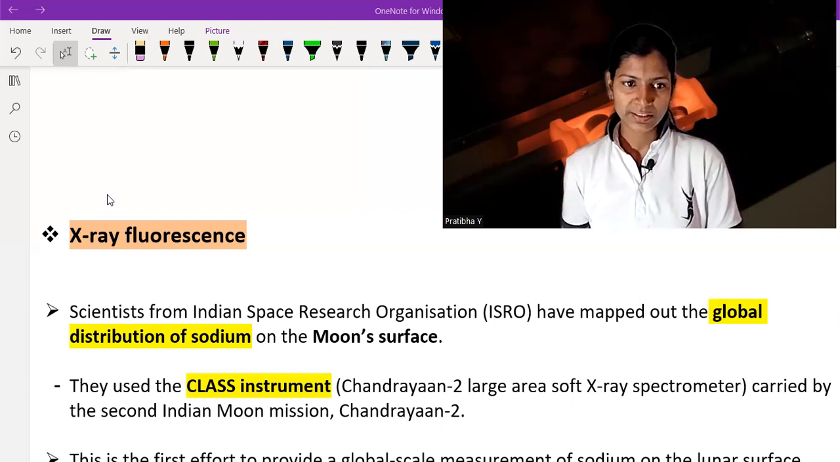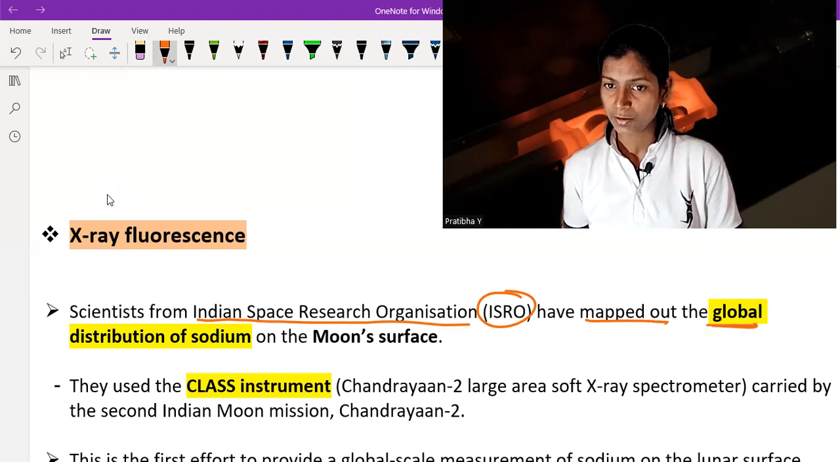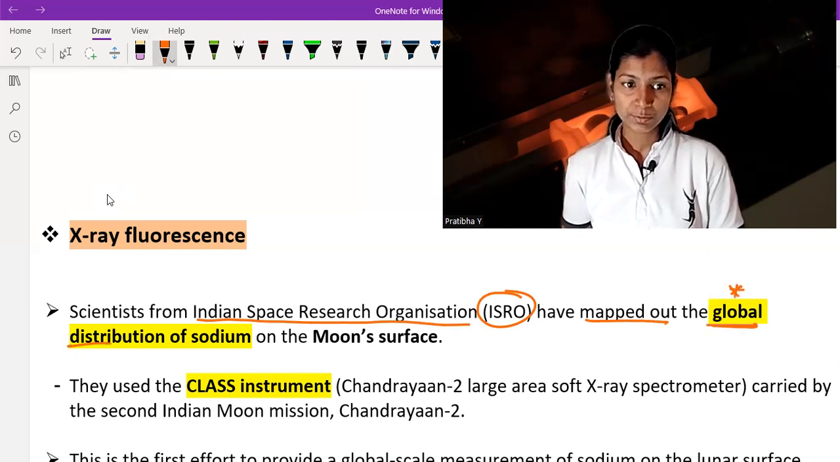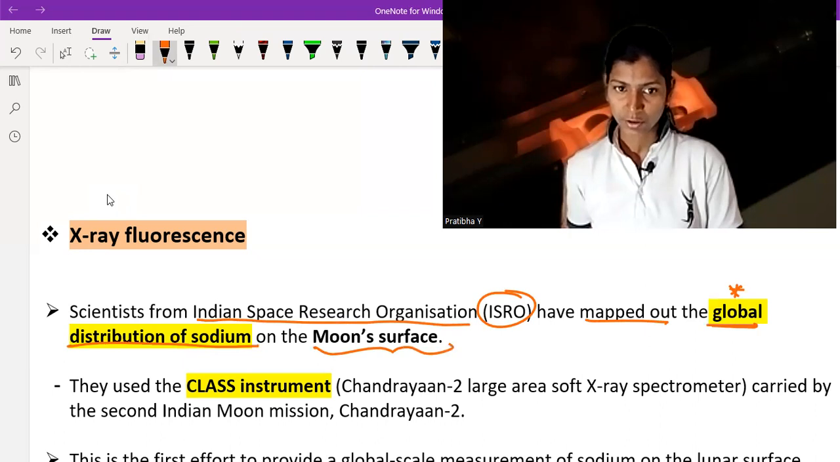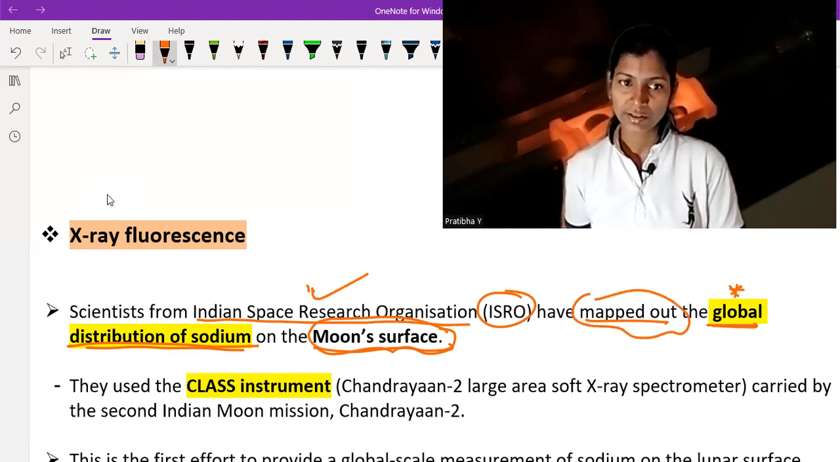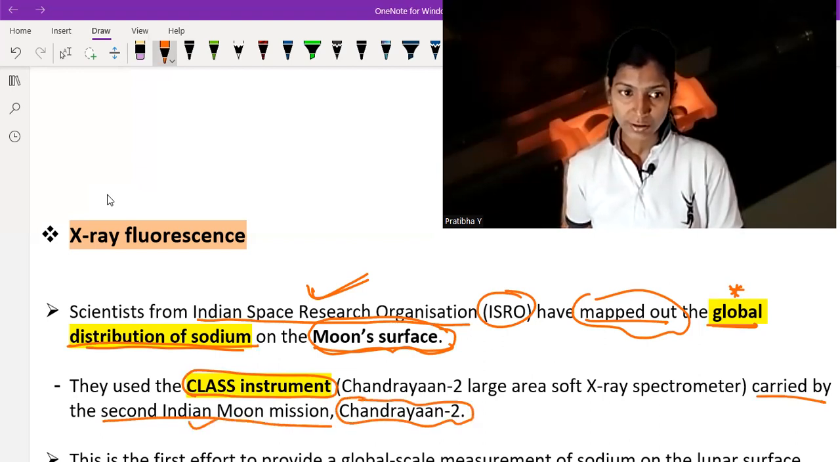Scientists from the Indian Space Research Organization, or you can call it ISRO, have mapped out the global distribution of sodium on the moon surface. They used the CLASS instrument carried by India's second moon mission, Chandrayaan 2. Chandrayaan 2 is India's second moon mission, and the CLASS instrument is carried by it.